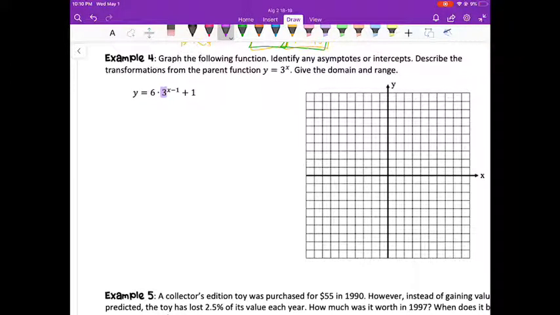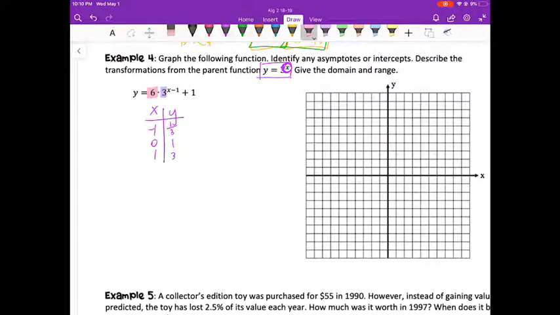So we think about our parent function, y equals 3 to the x, and that tells us what we're plugging in for x, which will always be -1, 0, and 1. Really, that tells us what we're getting for y. So as we're plugging in -1, 0, and 1 into our parent function, we are getting 1/3, 1, and 3. From here, we need to apply our transformations.